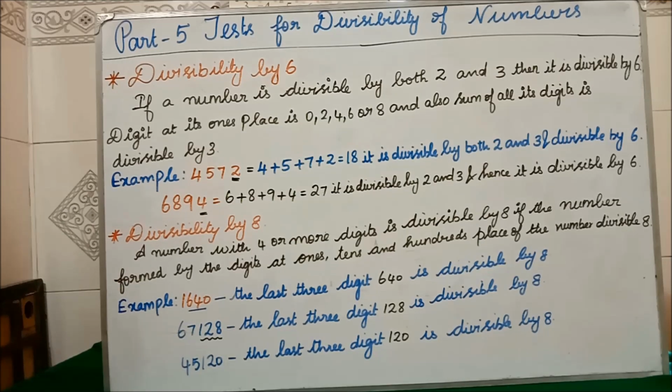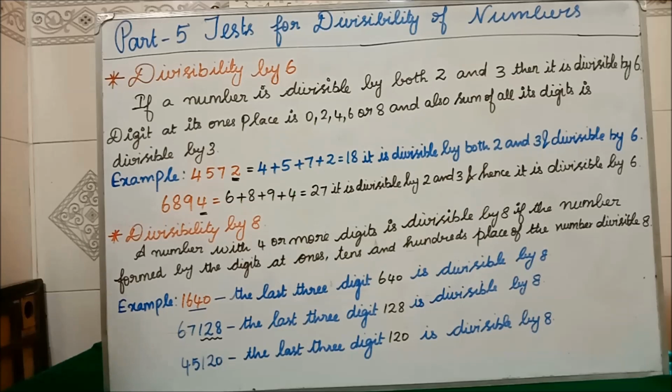Then we have to check the divisibility by 3 condition. So 6 plus 8 plus 9 plus 4 is what? 27. 27 is divisible by 3. So it is divisible by both 2 and 3, and hence it is divisible by 6. All of you clear? Divisibility by 6 means the number has to be divisible by both 2 and 3. For the divisibility by 6 test, you have to do 2 tests: whether it is divisible by 2 and whether it is divisible by 3.